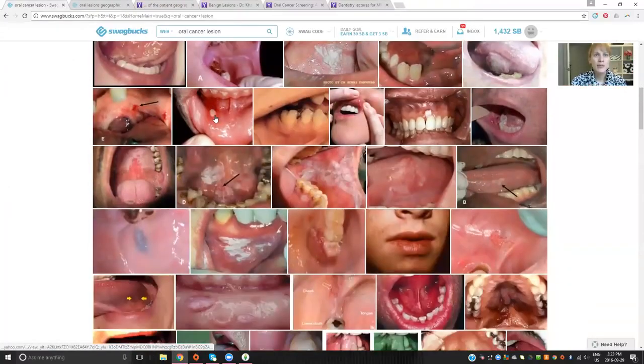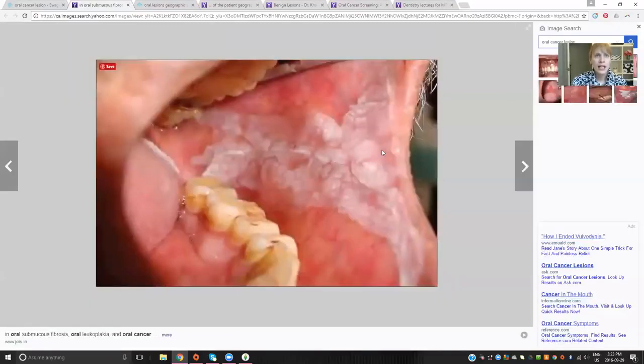Some other examples. Now, this to me kind of looks like it could be quite a prominent form of linea alba, maybe leukoedema, but I'm more inclined to say no, because it looks more like oral cancer to me because it's covering such a large area, and it just looks not nice. You know, it's hard to explain.